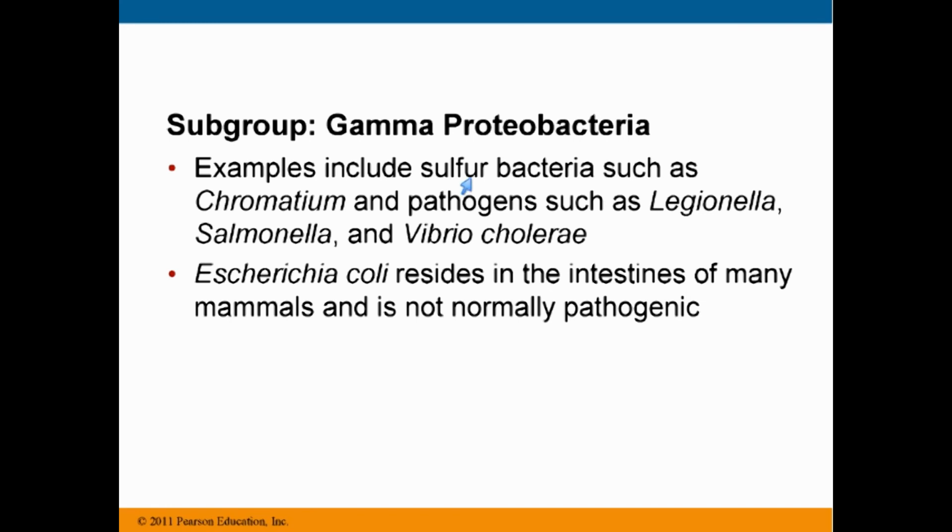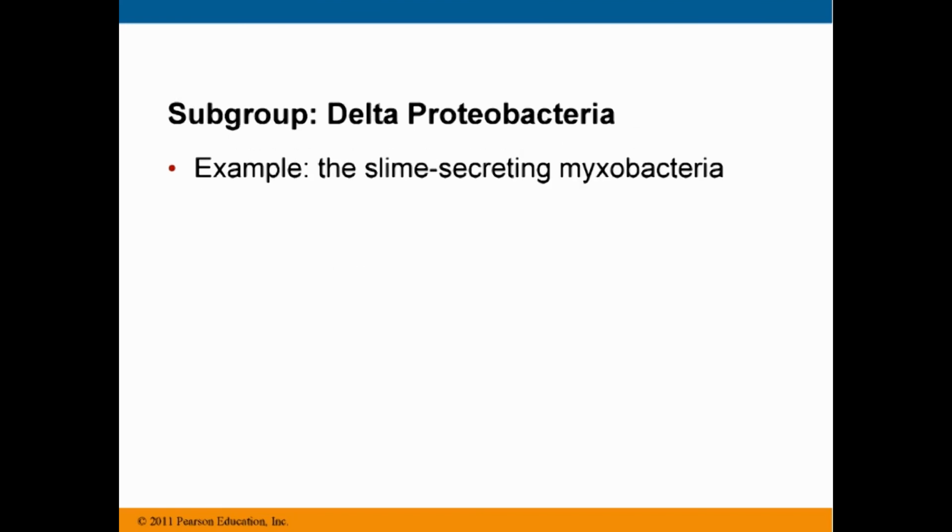Here's our figure. Beta, the example here is a soil bacterium, Nitrosomonas. Gamma, these are the sulfur bacteria such as Chromatium. Pathogens such as Legionella, Salmonella, and Vibrio cholerae. All of these cause disease. That's what a pathogen does. It causes disease. Legionella is Legionnaire's disease. Vibrio cholerae can form cholera, which can be deadly. Escherichia coli falls into this category as well.